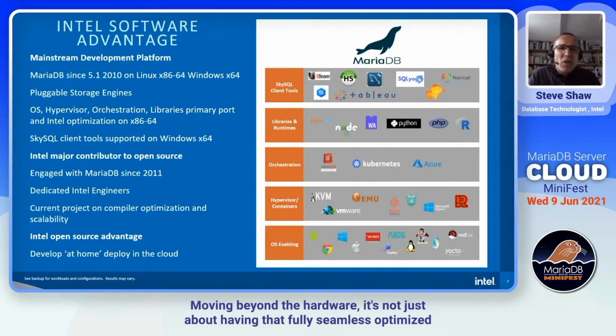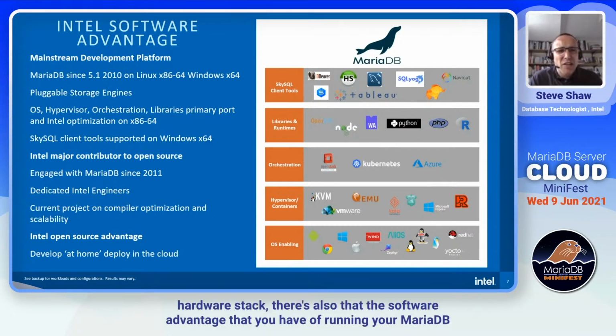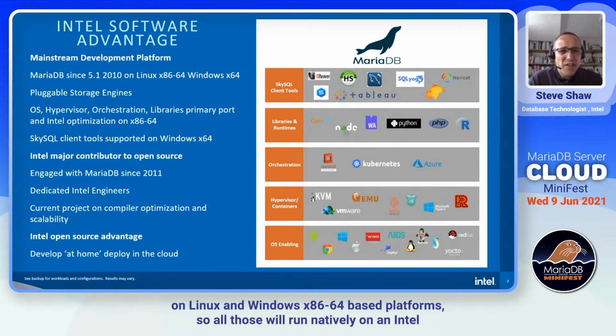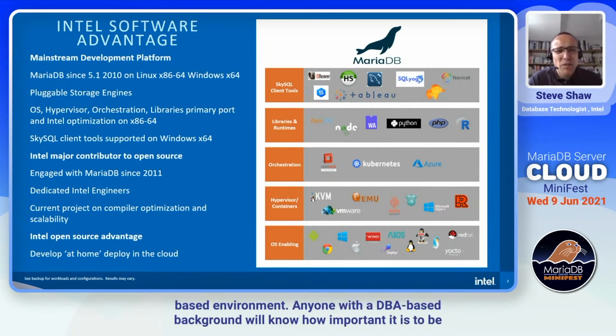But now moving beyond the hardware, it's not just about having that fully seamless optimized hardware stack. There's also the software advantage that you have of running your MariaDB database on Intel. As you can see, MariaDB has been available since version 5.1 since 2010 on Linux and Windows x86 64 based platforms. So all those will run natively on an Intel based environment.